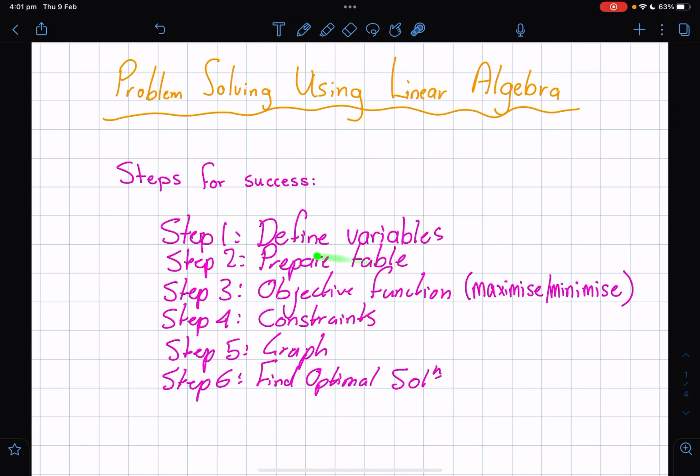Step 2, prepare the table like we've been practicing. Step 3, the objective function. So this is what we're trying to minimize or maximize, okay? Typically, it's a cost or profit equation, and that is why in the table we were writing down the cost or profit in our table. Step 4, gather our constraints from the table. Step 5, graph our simplex. And then step 6, find that optimal solution.